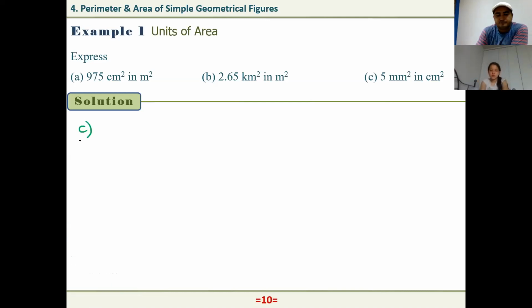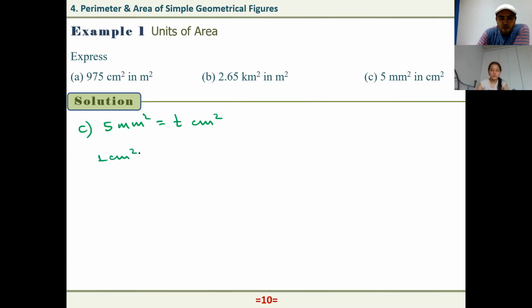Question C. In question C, 5 millimeters squared in centimeters squared. So 5 millimeters squared equals how many centimeters squared? Let's say it is equal to t centimeters squared, right? So here we have millimeter and centimeter. Let's change the centimeter into millimeter.